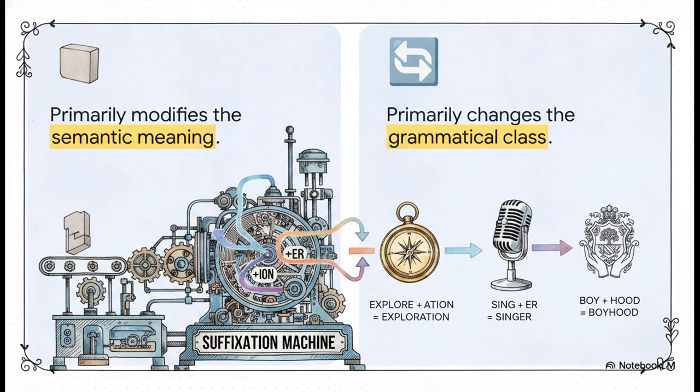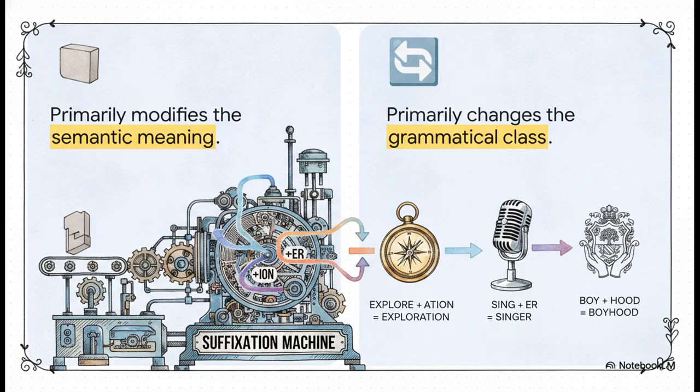But look at how suffixation behaves in totally different ways. While prefixation shifts the semantics, the primary job of a suffix is to completely change the grammatical class of the word itself. For instance, we see denominal suffixes. Those are the ones that turn something into a noun, like the hood in boyhood. Then we have deverbal suffixes, which derive nouns from verbs, like the agentive er in singer or the abstract ation in exploration. Suffixation is what allows us to fluidly convert our vocabulary to fit into literally whatever syntactic slot we need in a sentence.